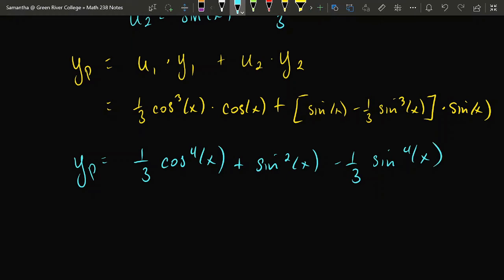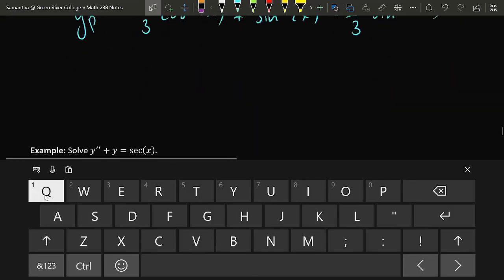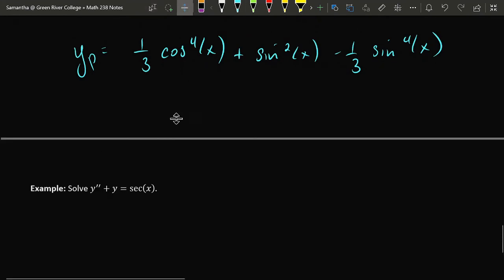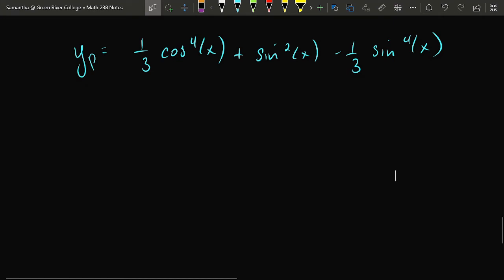Now this can be simplified a little bit. I don't think that I will. I'm not sure that it's beneficial really to simplify it at this point. But there is a way to simplify this expression using some trig identities. So with that, let's assemble that into our general solution.